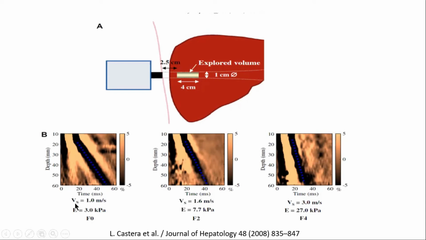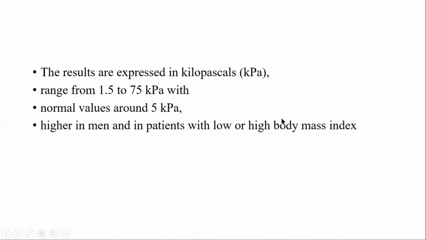And we can see that here E is the shear modulus, and E depends on velocity. We have said it before. Here the velocity is 1, then the modulus is 3 kilopascal, so there is no fibrosis. Here it is 1.6, the modulus is 7.7 kilopascal, and if the velocity is 3, the tissue is stiffer and fibrosis is likely. And under this, F0, F2, and F4 show the Metavir score of the liver fibrosis.